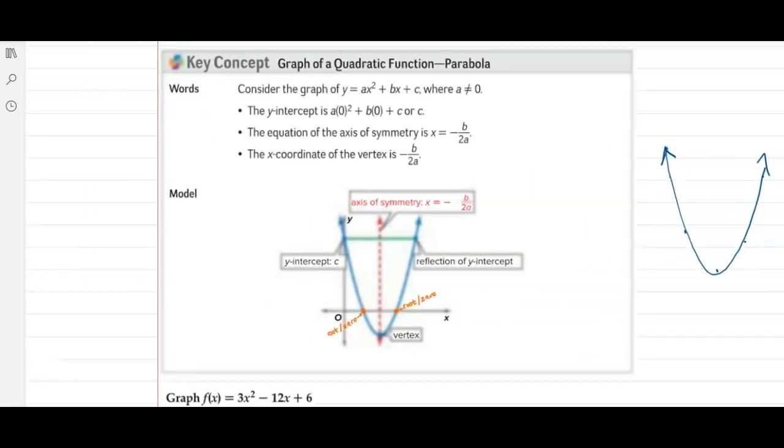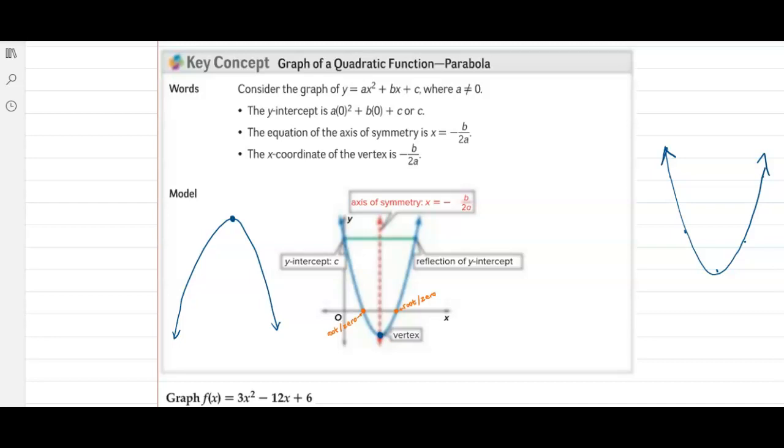The main point that we are going to use is the vertex. It's right here. Every parabola is either going to open up or open down. The lowest point of a parabola that opens up is the vertex. The highest point of a parabola that opens down is also the vertex. It's also the intersection of the parabola and its line of symmetry.